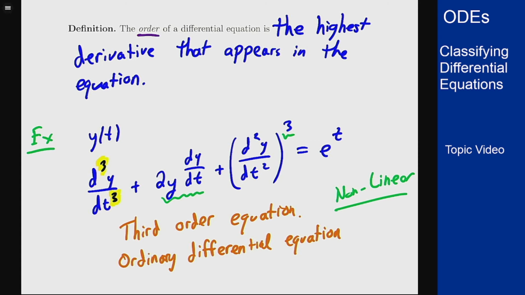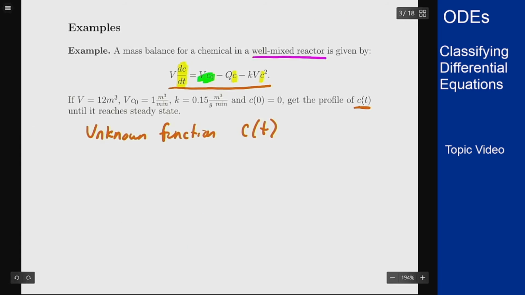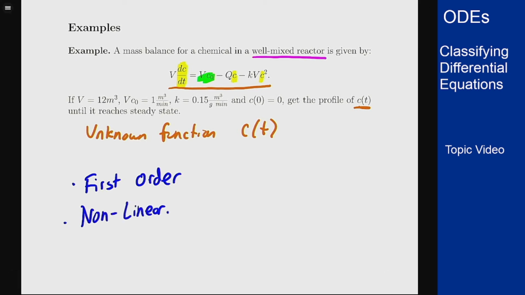Let's look at the examples from earlier as well, the physical examples. We had the mixed reactor here. This is a first order equation because I only see one derivative, and it's nonlinear because of the c squared term here. Otherwise it's fine, but that makes it nonlinear. And it's ordinary because these are ordinary derivatives, and c only depends on t.